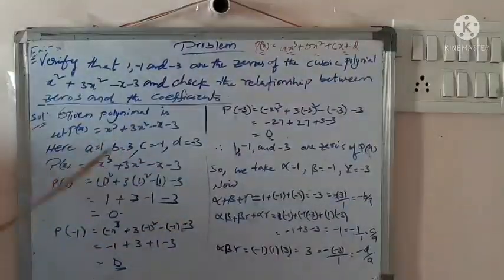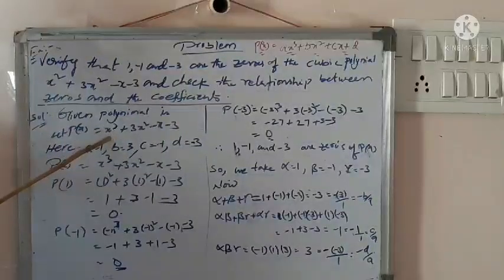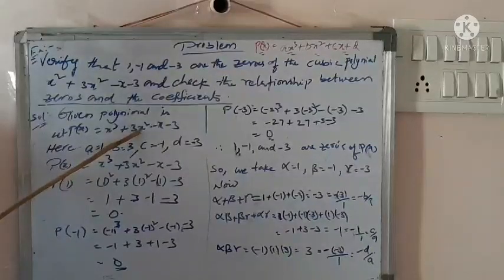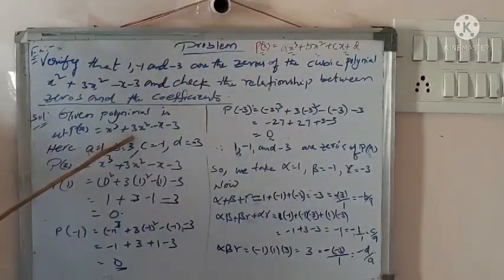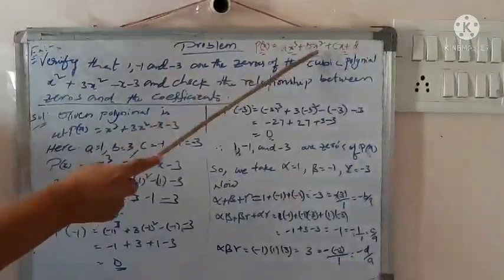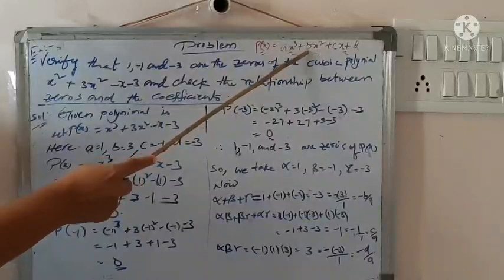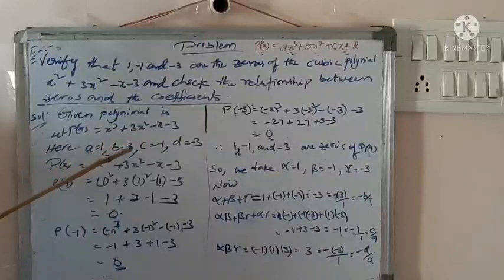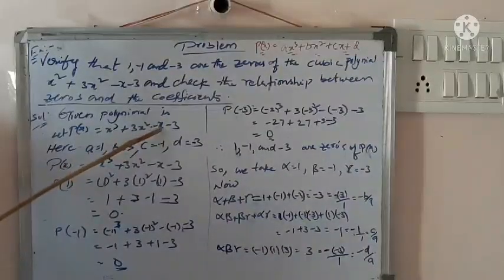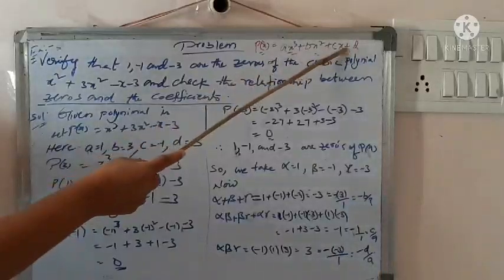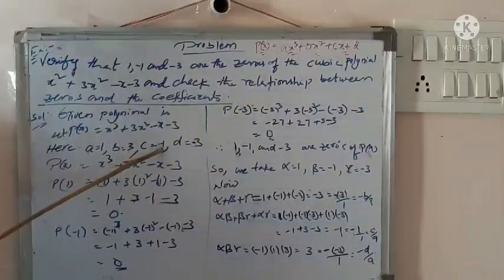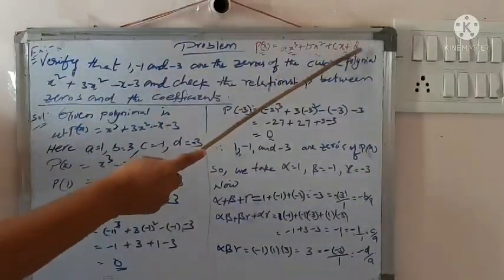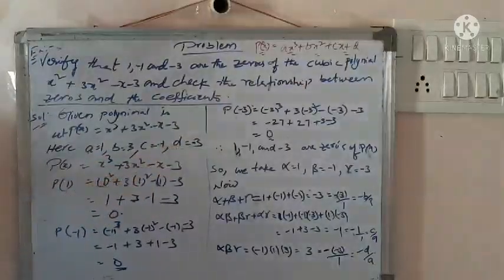Now see here. What is the coefficient of x cube? 1. So a equals 1. What is the coefficient of x square? 3. So b is equal to 3. What is the coefficient of x? Minus 1. So c is equal to minus 1. And the constant value is minus 3, so d is equal to minus 3.